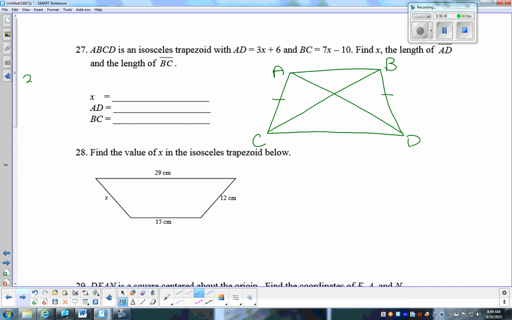So to get x, we do 3x plus 6 equals 7x minus 10. So we know 4x equals 16, so x is 4. And to find AD and BC, we go and plug it in for x. 3 times 4 plus 6 makes AD 18, and since BC is congruent, BC is also 18. 28 is an isosceles trapezoid, which means our legs are congruent, so x is 12.